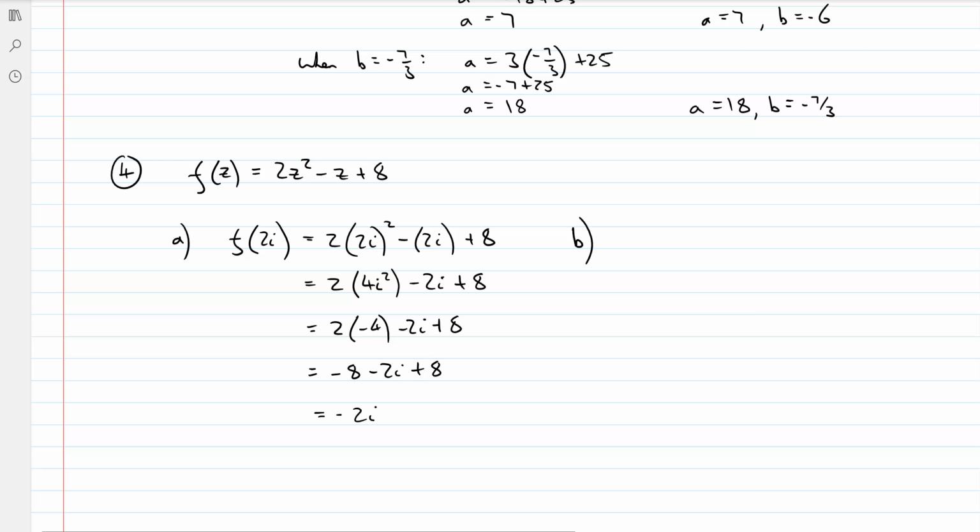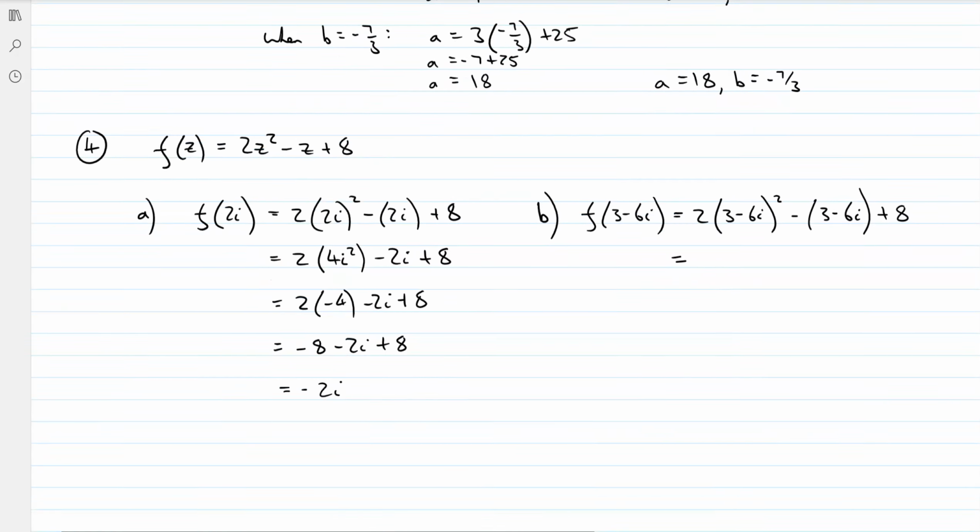Then the second bit is f of 3 minus 6i, so same kind of idea. We've replaced the z with 3 minus 6i, so we do exactly the same again here. So we'll get 2 lots of z squared, so 3 minus 6i squared, minus z. So minus 3 minus 6i, and we've got to be good with brackets. If you're not good at brackets at this stage, we shouldn't really be doing further maths.